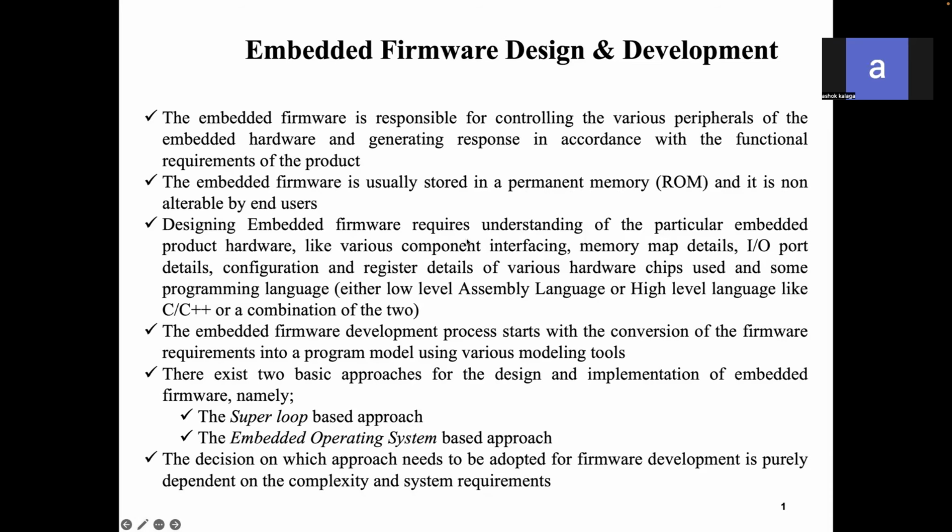Designing embedded firmware requires an understanding of a particular embedded product's hardware, like the various component interfacing and the memory map details, the IO port details, and the configuration and register details of the various hardware chips used in a system, and some programming languages, which can be either low-level assembly language or high-level languages like C or C++, or a combination of the two. The embedded firmware development process starts with the conversion of the firmware requirements into a program model using various modeling tools.